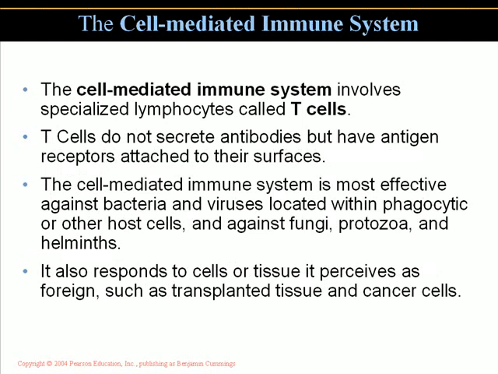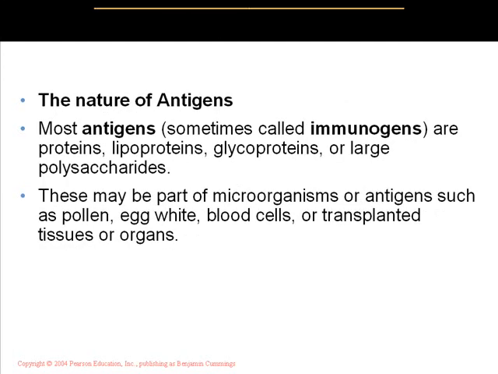The cell-mediated immune system involves specialized lymphocytes, such as T cells. T cells do not secrete antibodies, but they have antigen receptors attached to their surfaces. The cell-mediated immune system is the most effective against bacteria and viruses located within the phagocytic or host cell. It also works against fungi, protozoa, and helminths. It also responds to cells or tissues it perceives as foreign, such as transplanted tissue and cancer cells. We see the same type of response take place.